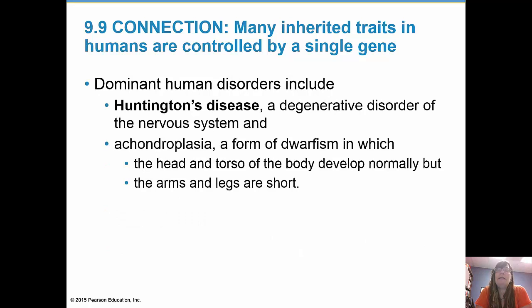Dominant, like Huntington's disease, it's a degenerative disorder of the nervous system. And Huntington's disease usually doesn't manifest itself until about 30 to 40. But within 15 years, unfortunately, you die because your nervous system just gradually degenerates over time and your brain starts to degenerate. Achondroplasia is a form of dwarfism where the head and the torso develop normally, but the arms and legs are really short. And again, these are dominant disorders, so they only have to pass on one allele to pass on the disorder.